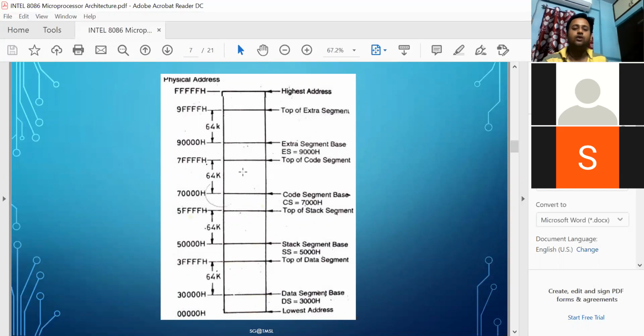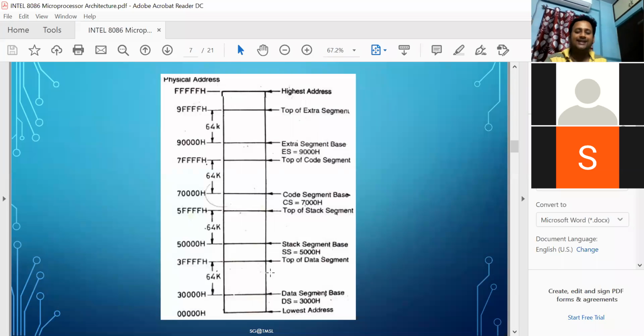Then it is used for code segment, and this is used for extra segment. The remaining memory addresses are empty, and those can be used for future purpose. So that's why there is enough memory if these are divided into 4 logical segments. So assume my data segment has been started from this memory location 3000.